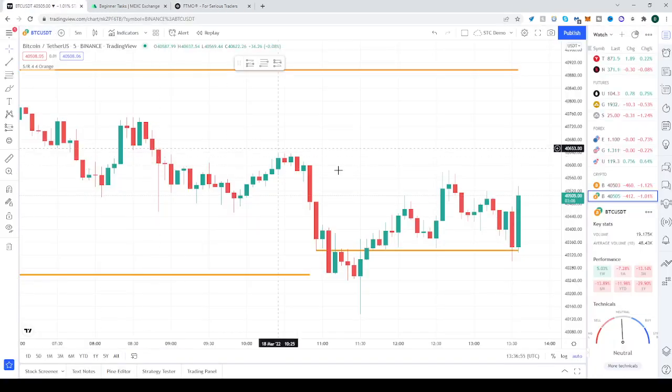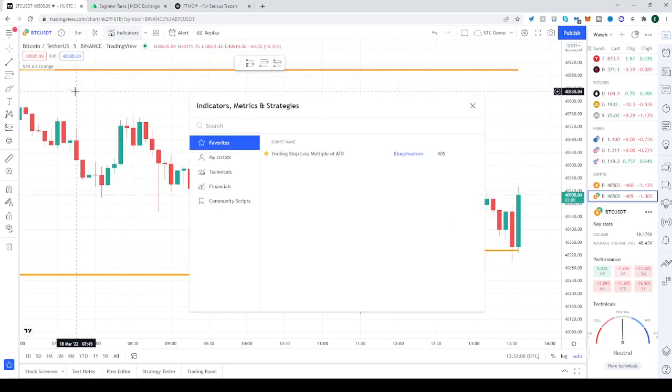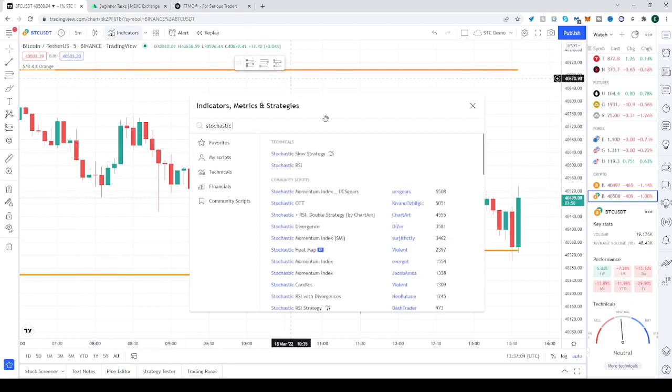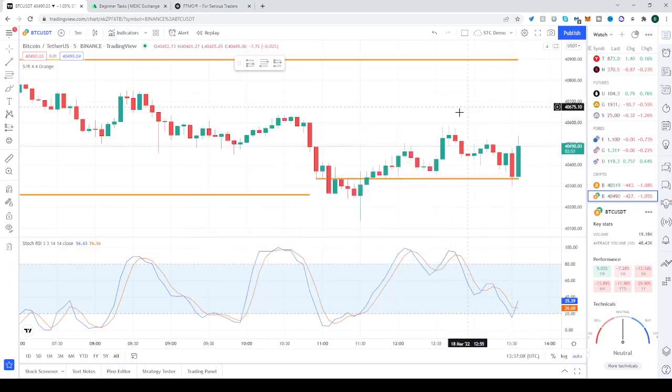So, the stochastic RSI. First, go to indicators, and when you write even "stochastic", it just pops up. I use the built-in one. Firstly, just to mention one thing.